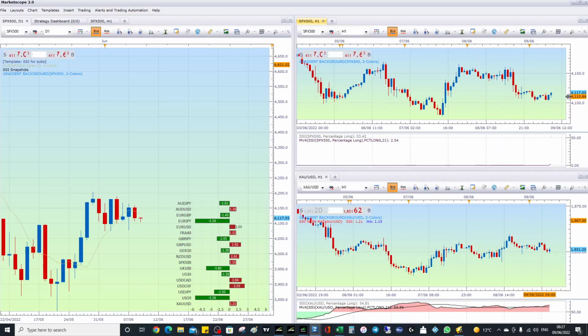So trade safely. We're going to probably see a lot of volatility today and tomorrow, especially for the CPI tomorrow. We might absolutely tank tomorrow. So I have to wait and see.